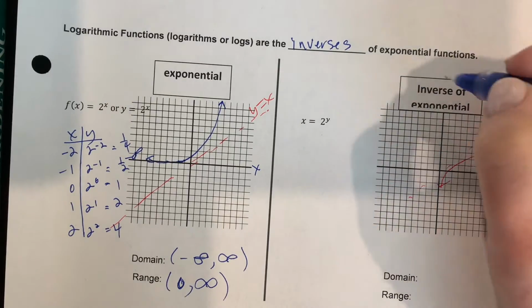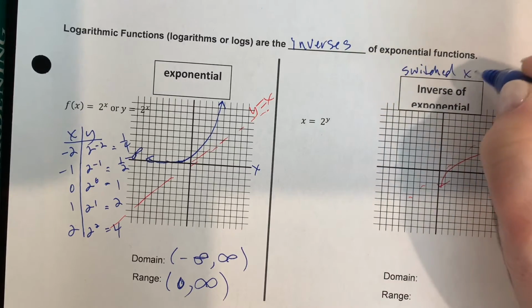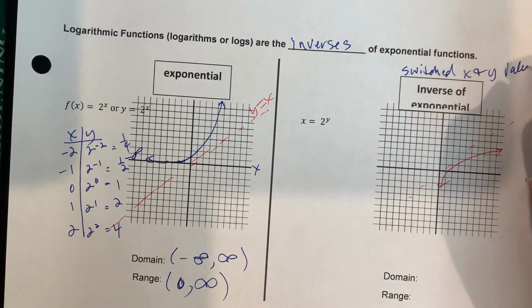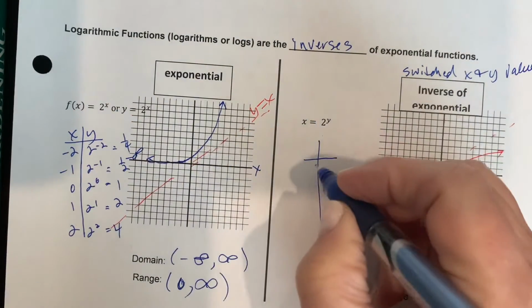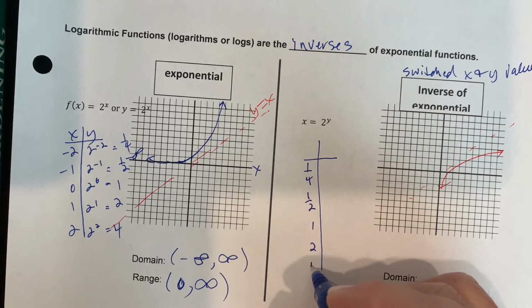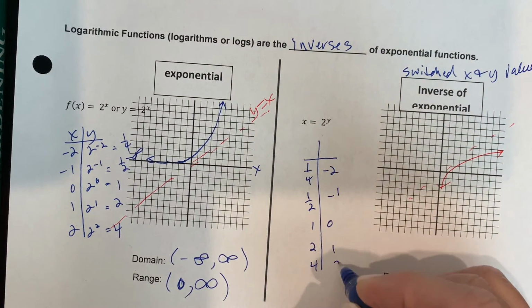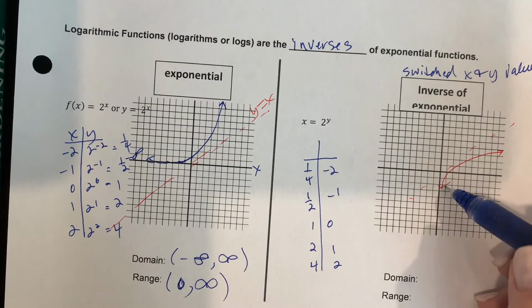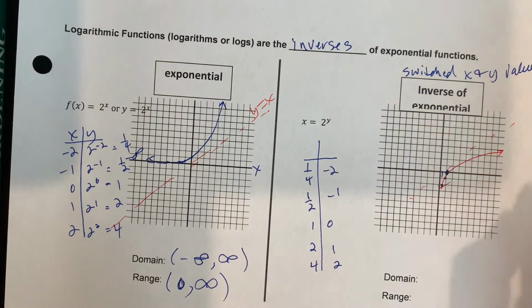But a couple things about inversing. Remember, when you have an inverse, that just means that you have switched the x and y values. So I don't have to do this all over again. I could just look at the chart that I've already made and flip it. So 1/4, 1/2, 1, 2, and 4, and all I need to do is reverse those. So at 1/4, I'm somewhere down around -2. At 1/2, I'm at -1. At 1, I should be at 0.